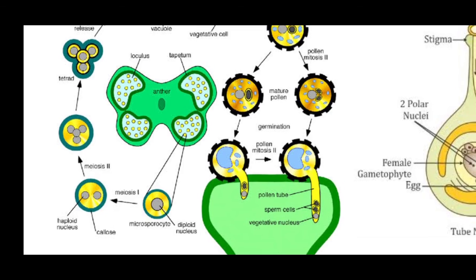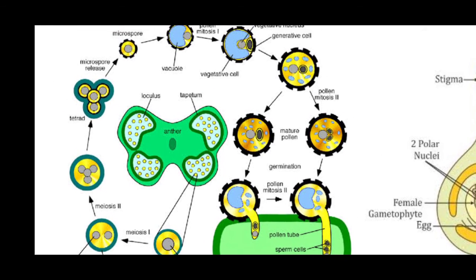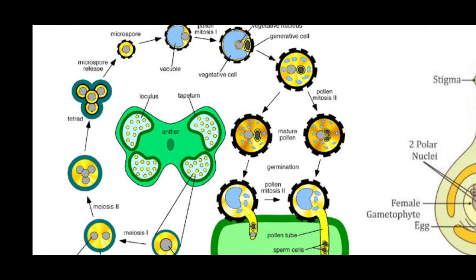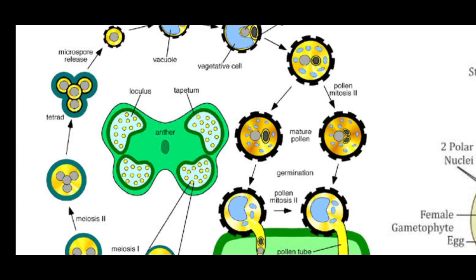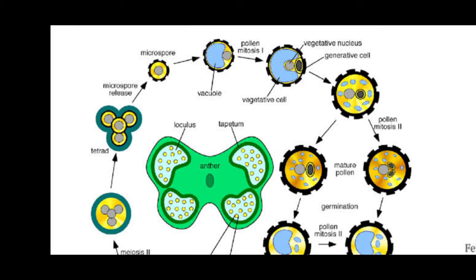And after those two divisions, it will lead to the formation of this microspore tetrad, right here, this one. So in each microspore tetrad there are four cells having a haploid nucleus. They will undergo a little bit of differentiation and will transform into the microspore, which will later develop into the pollen.